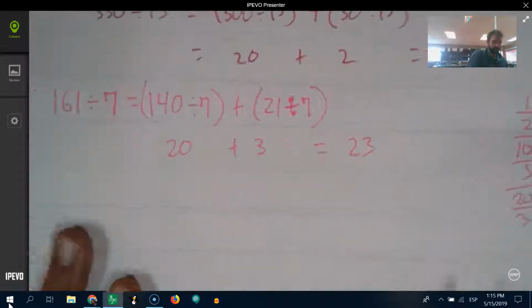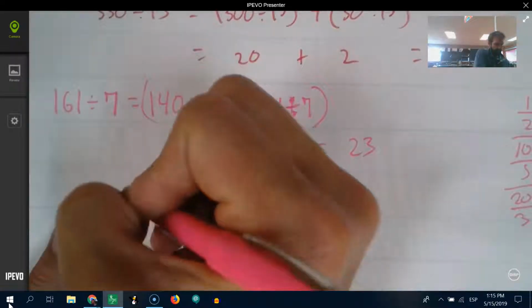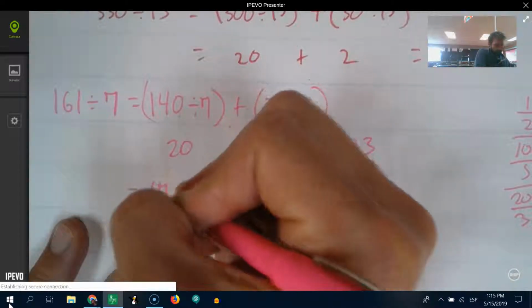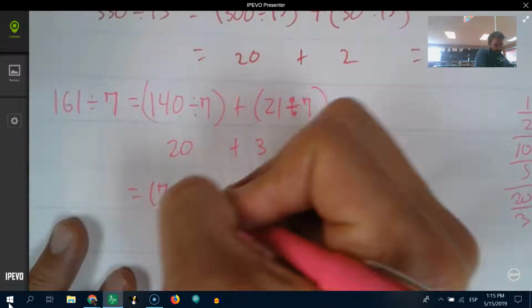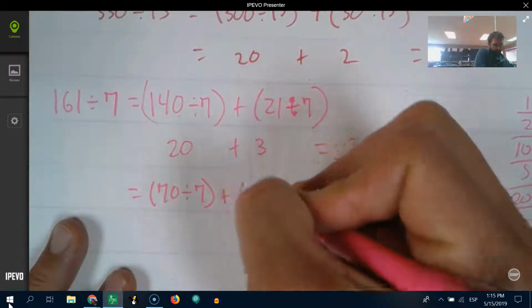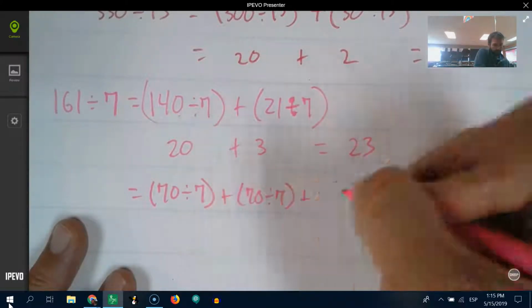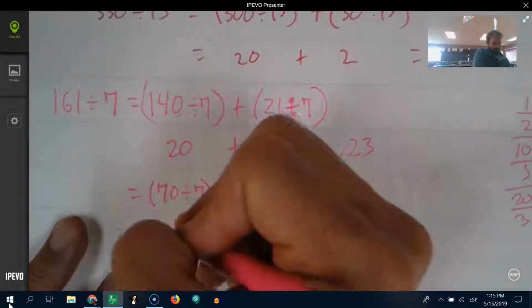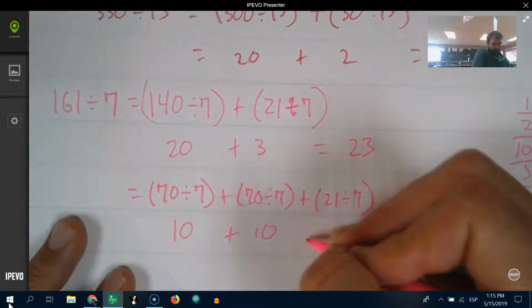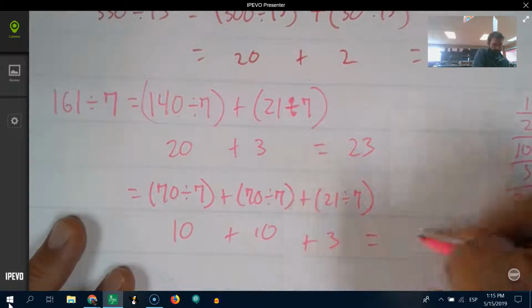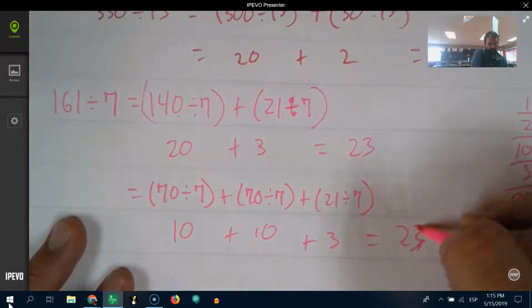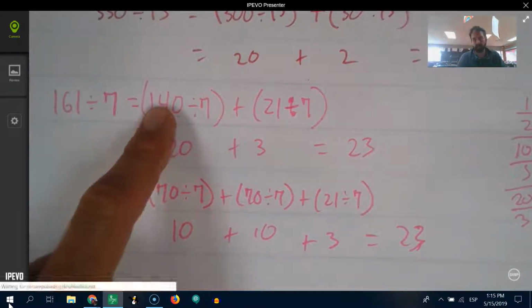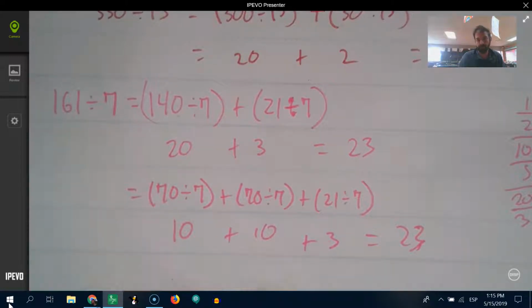You could have also done it this way. We could have said 70 divided by 7 plus 70 divided by 7 plus 21 divided by 7. And that could give us 10 plus 10 plus 3. And that equals 23 as well. So what we did was taking 140 and breaking it into 70 and 70.